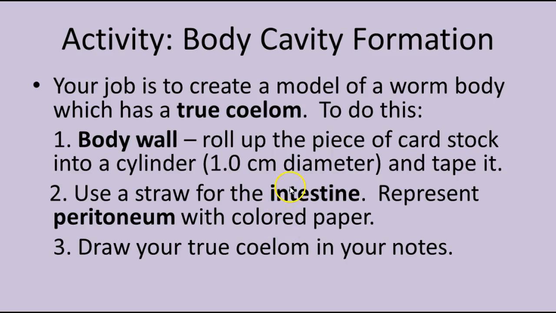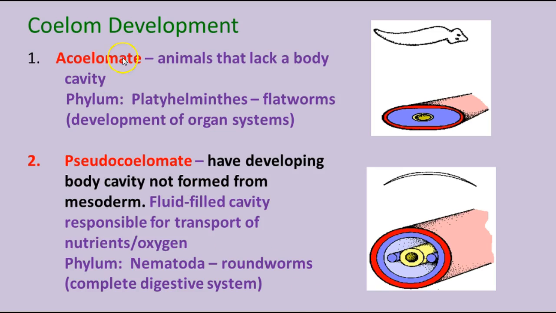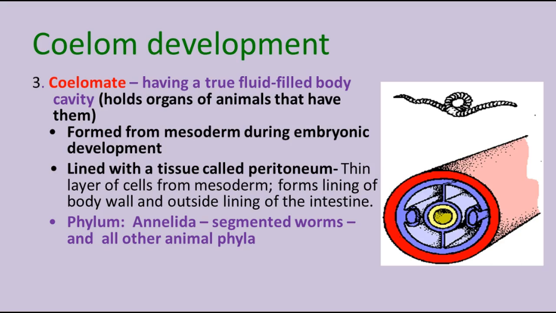When you need a complete cavity, you want the same type of material to be on either side. So the way we represented a true coelom is we lined the tissue paper on the inside of the index card as well as the outside of the straw, creating a complete cavity encased in the same tissue. So to review, we had acoelomates that have no body cavity, pseudocoelomates that have a false body cavity, and coelomates that have a true body cavity.